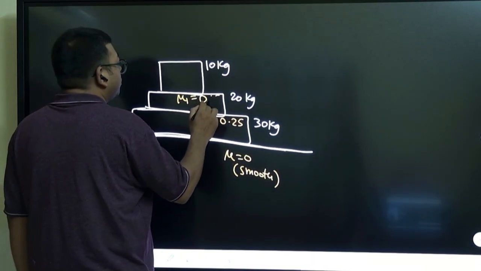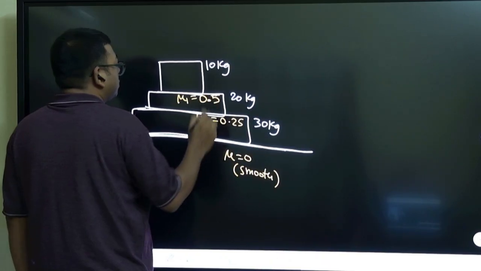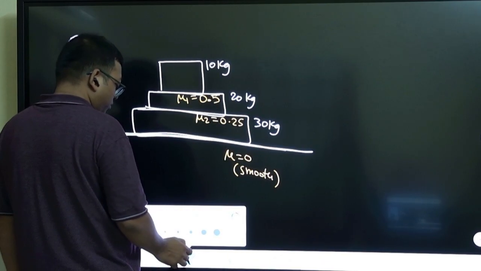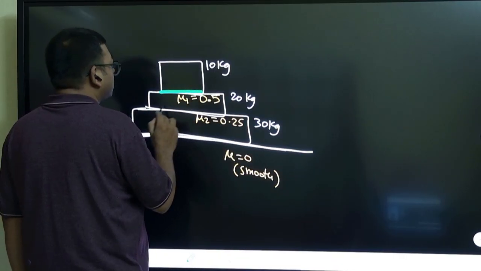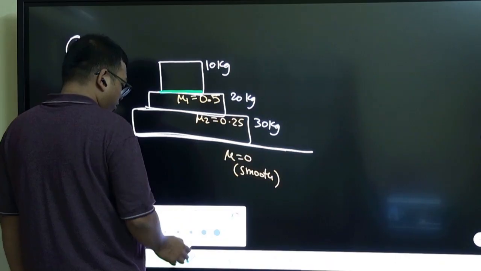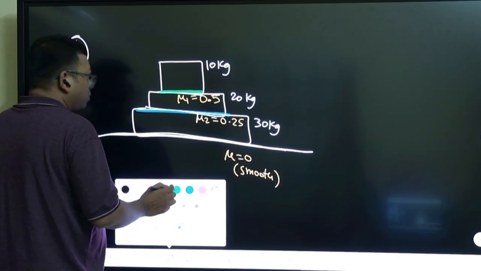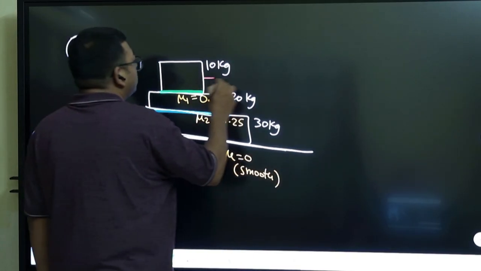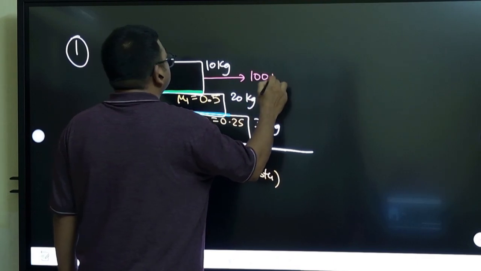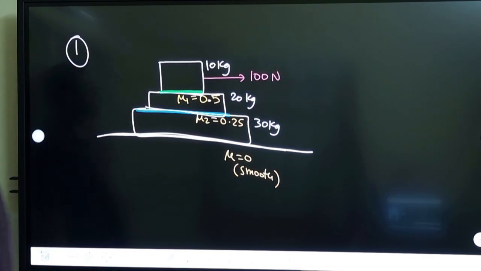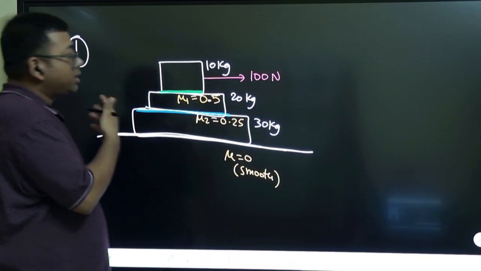This is 0.5, right? Okay, so this surface I am choosing. 100 Newton is applied on which block? Okay, 100 Newton is applied like this, correct? It's applied this way or that way, it doesn't matter.